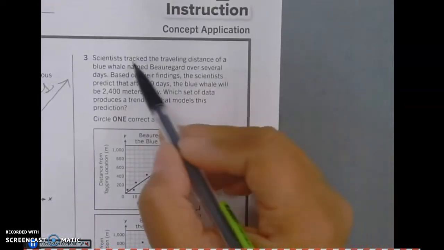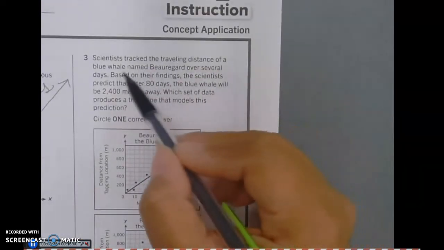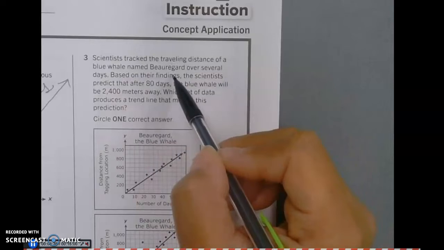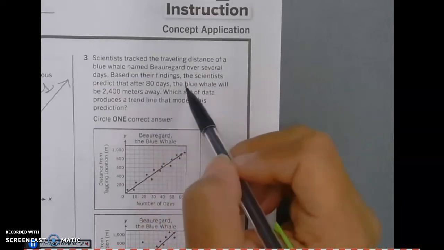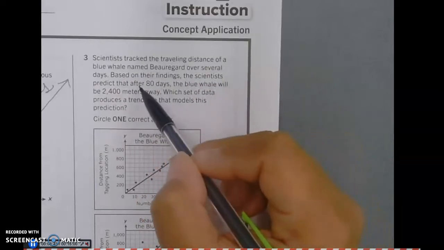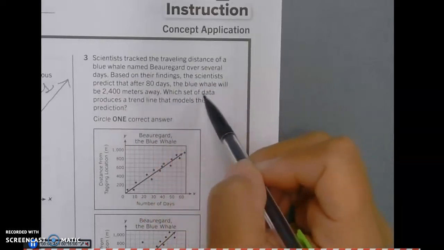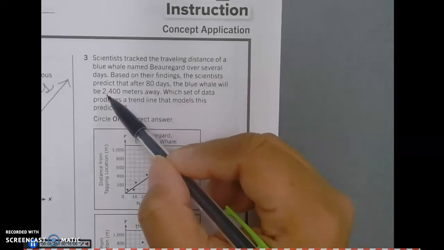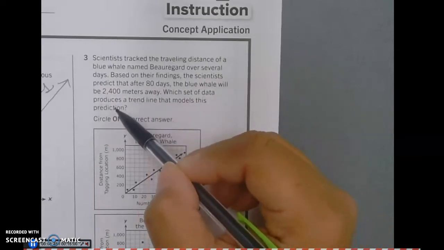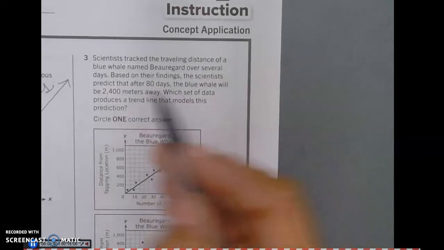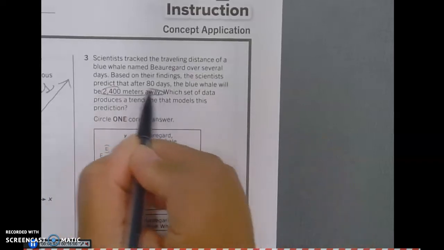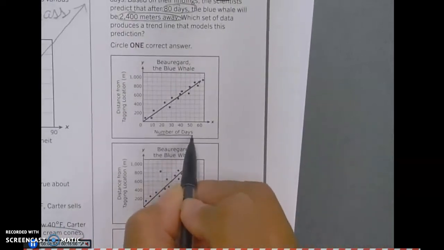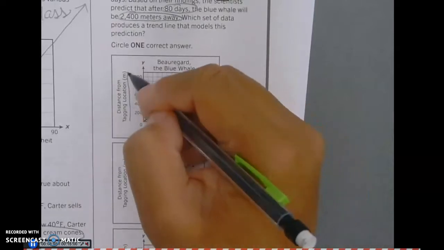Number 3, it says scientists tracked the traveling distance of a blue whale named Beauregard over several days. Based on their findings, the scientists predict that after 80 days, the blue whale will be 2,400 meters away. Which set of data produces a trend line that models this prediction? So I need 2,400 meters in 80 days. So my number of days is my x-axis. My meters are my y-axis.